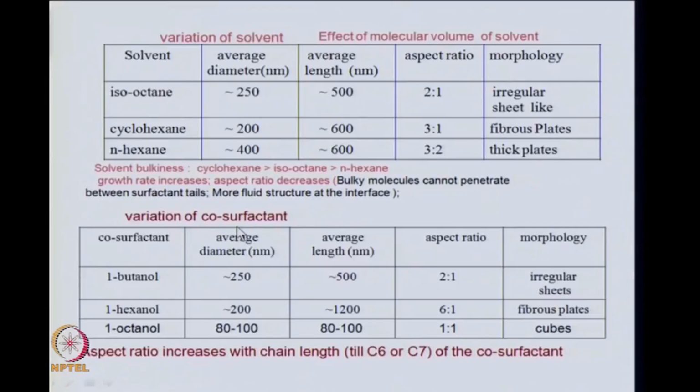Now, in the variation of co-surfactants, we saw that till C6 or C7 the chain length will increase, after which it will start decreasing.